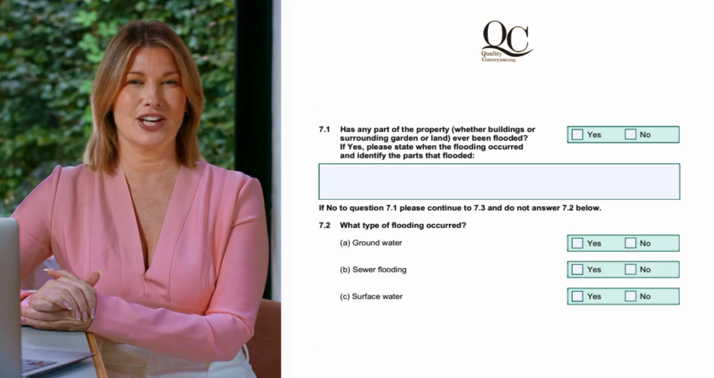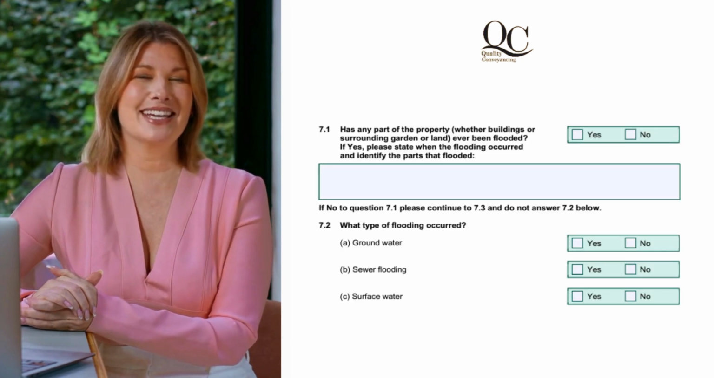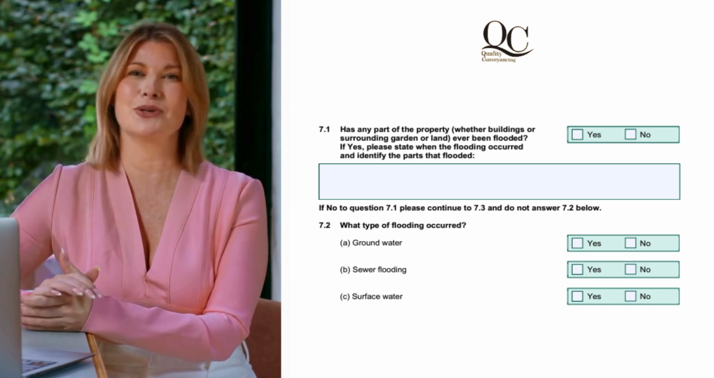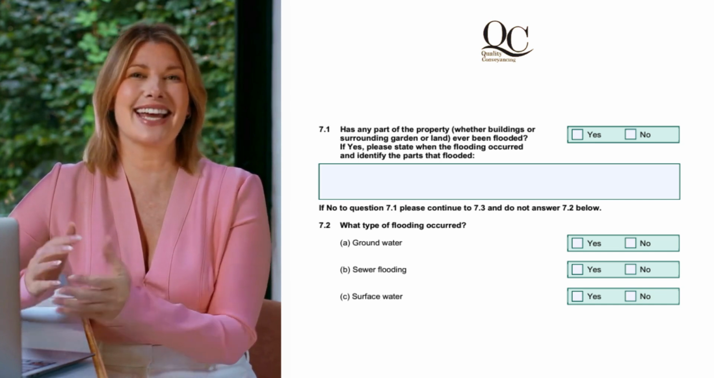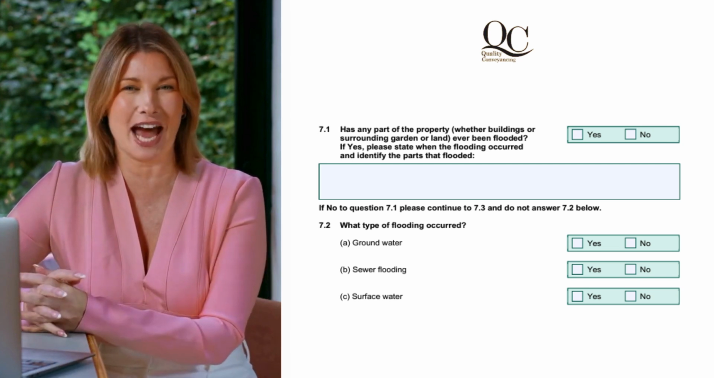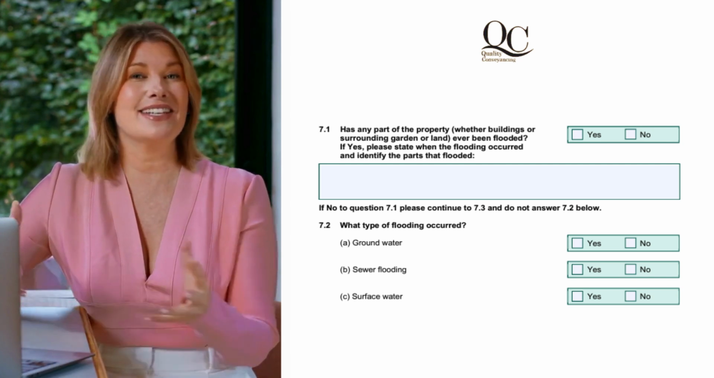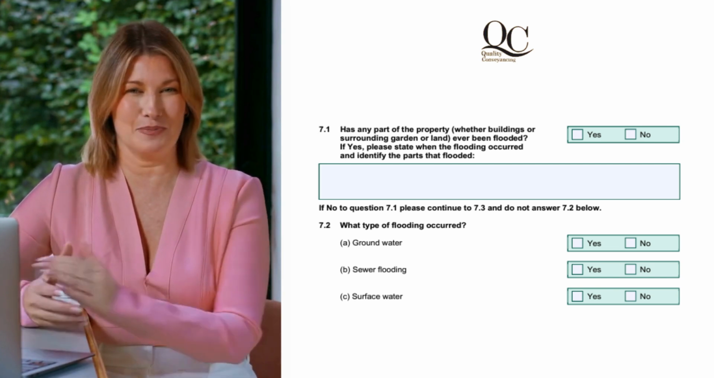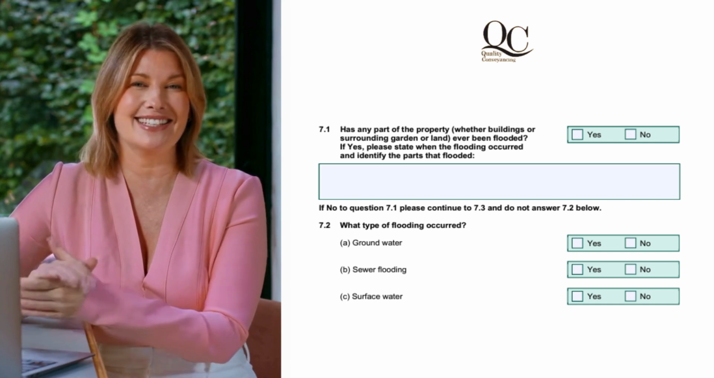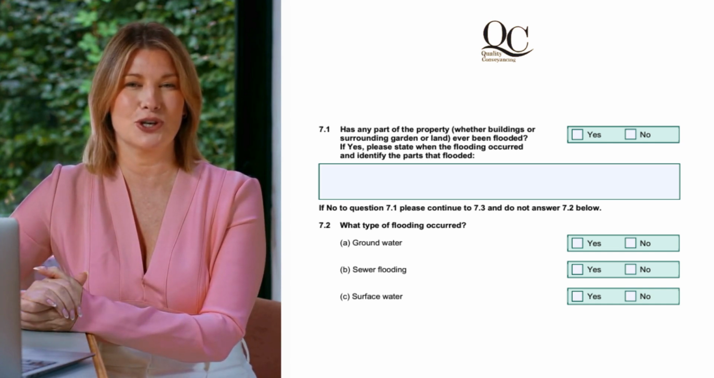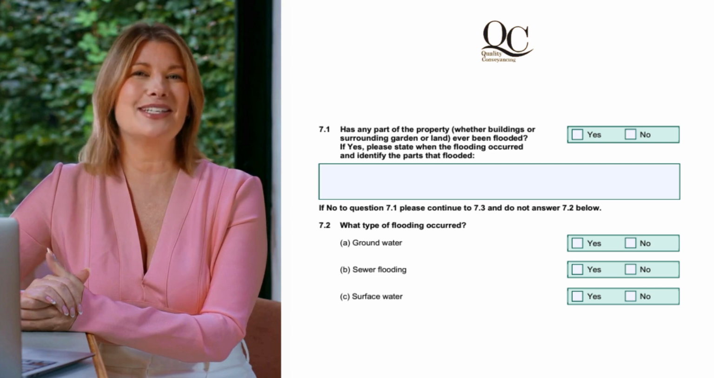The first question asks whether any part of the property has ever flooded. This doesn't just mean the building itself, it also includes the garden or any surrounding land. If you tick yes, just explain roughly when the flooding happened and which areas were affected. For example, the garden only, the ground floor, the driveway, or a basement. If you've answered yes, you'll then be asked what type of flooding it was. If you're not sure, choose the closest option or speak to your solicitor.